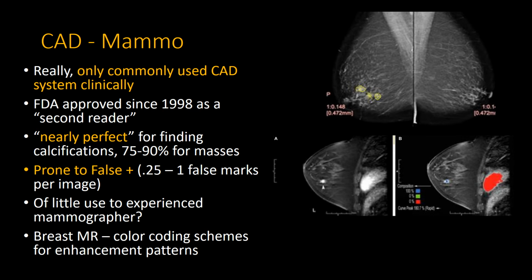Breast MRI has color coding schemes for enhancement patterns. There are also some CAD systems in place for that where it will put red on suspicious enhancement characteristic areas.